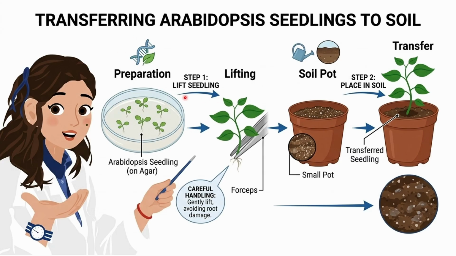So once we have the seeds germinated, the next step is to transfer the Arabidopsis seedlings to soil. Here on the MS agar plate, we have the Arabidopsis seedlings. We need to carefully lift the seedlings and avoid root damage. Carefully we need to pick the seedlings, and as we mentioned earlier, we need a potting mix. We use a little wet or moist potting mix and transfer these seedlings into the soil without damaging the roots, because if the roots are damaged, the plant might not survive.